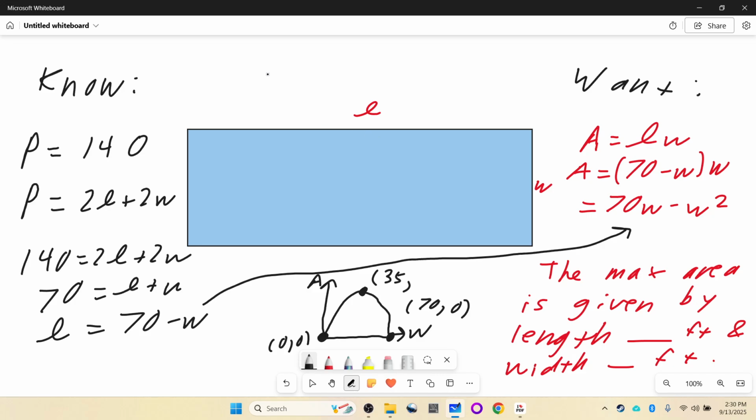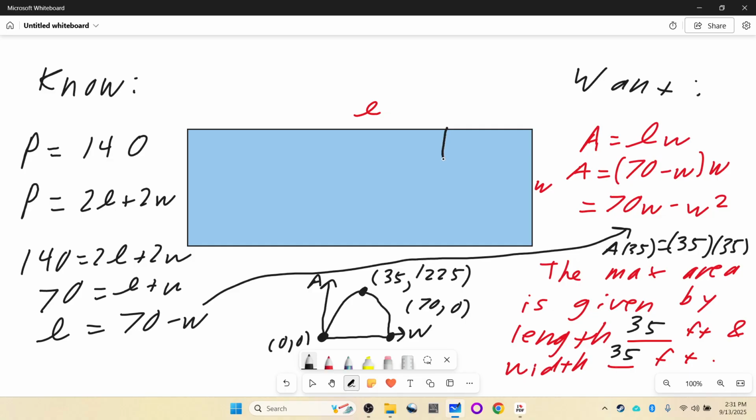And so from that, we can say, all right, if I want to know what the area actually is, I would plug it in here. What is A of 35? It would be 70 minus 35, which is 35, times W, 35. So 35 feet, and the area would be 35 squared, which is 1225. Though technically it didn't ask for that, it just asked what dimensions would give the largest area. So the largest area is in fact a square. And that's the standard solution to this.